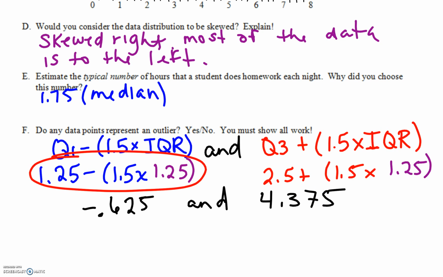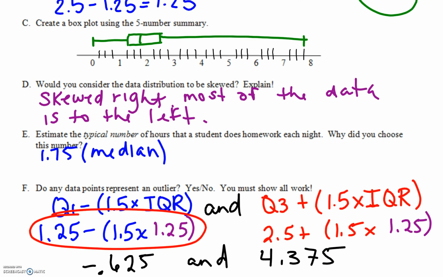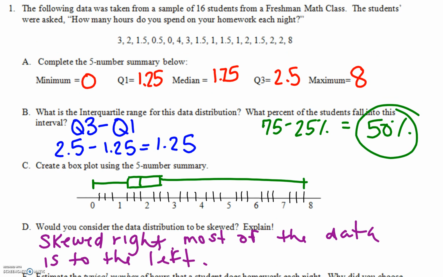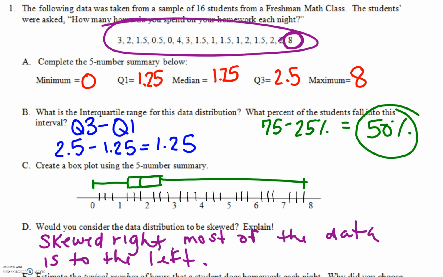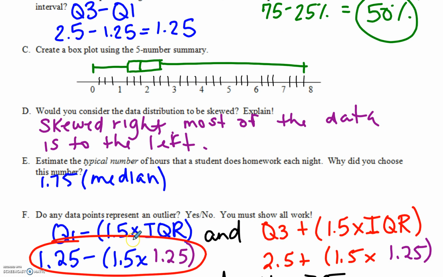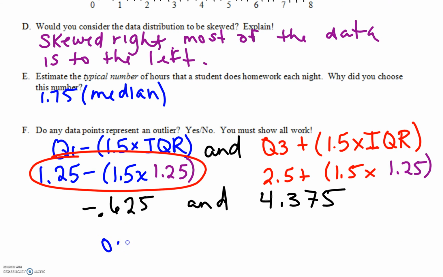So now I need to look at all my data points. So I'm going to scroll up and look at all these numbers listed right here. And I want to identify any point that does not fall between negative 0.625 and 4.375. So all of these numbers except for 8 fall between these numbers. Therefore, the outlier does exist, and the outlier is the number 8.